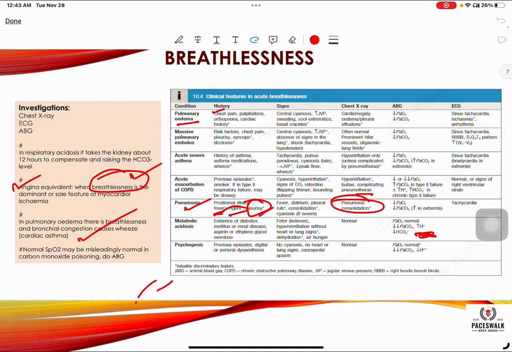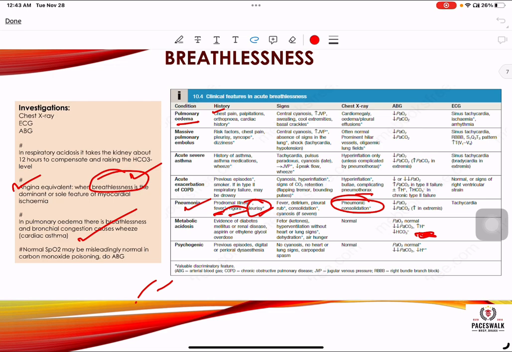Another two things we need to remember: in respiratory acidosis, it takes the kidney about 12 hours to compensate by raising the bicarbonate level. So in a patient with respiratory acidosis, the kidney will try to compensate by raising bicarbonate, but it takes at least 12 hours. We need to remember that.